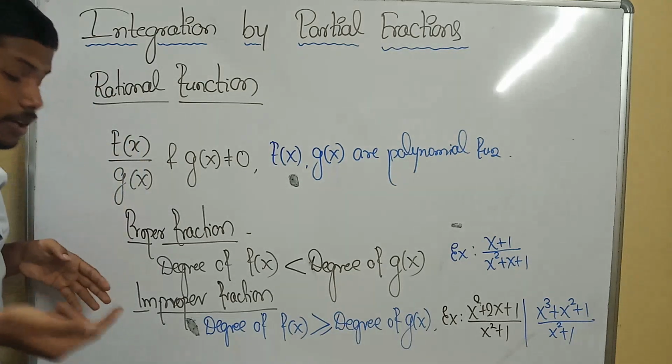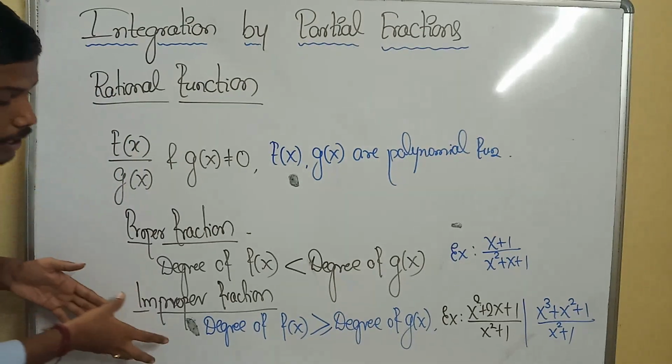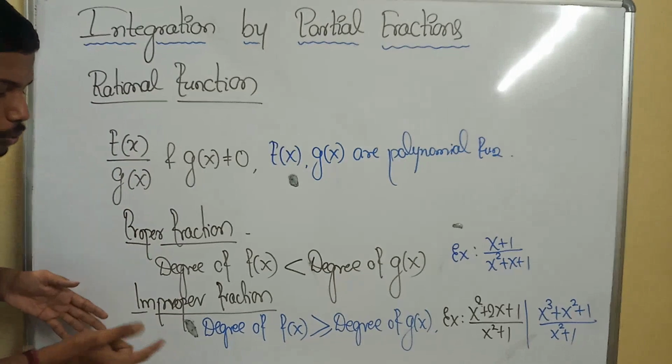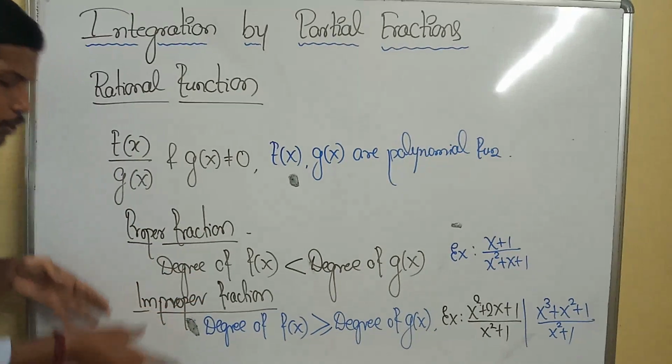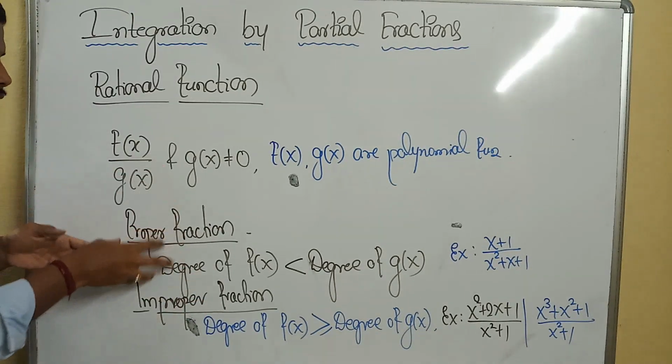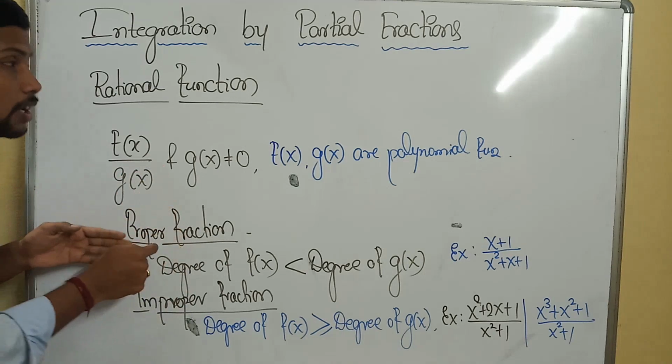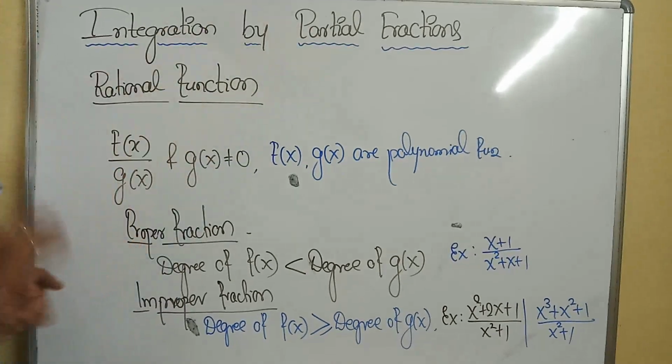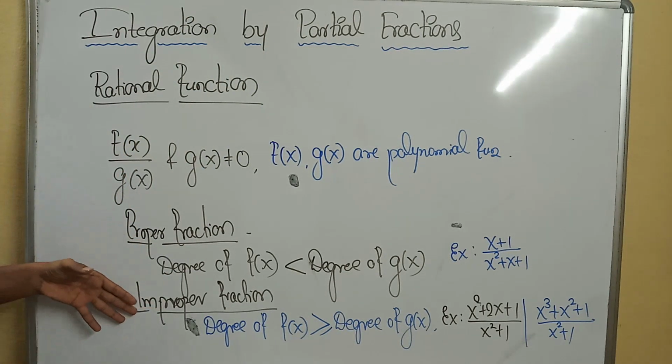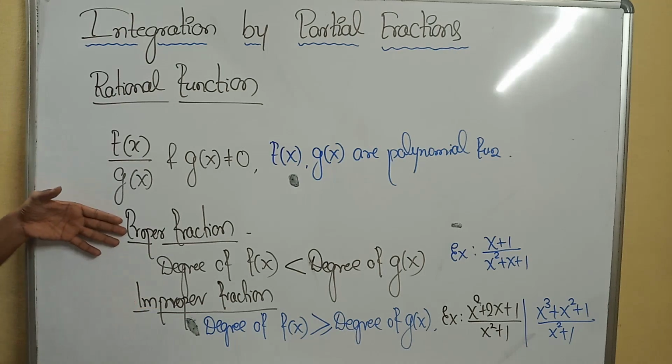Got it? And if the given question is an improper fraction, what we need to do is convert the improper fraction to a proper fraction. After that conversion to a proper fraction, you can resolve it into partial fractions. Getting my point clearly? Now I need to take an example of how to convert an improper fraction to a proper fraction. Got it?